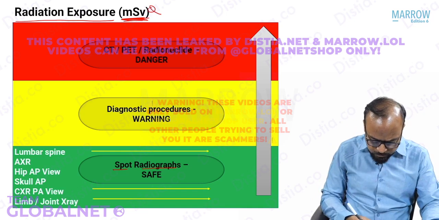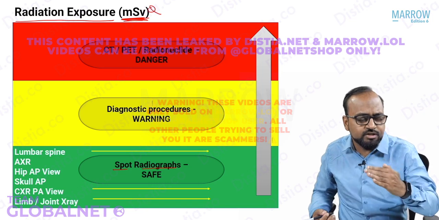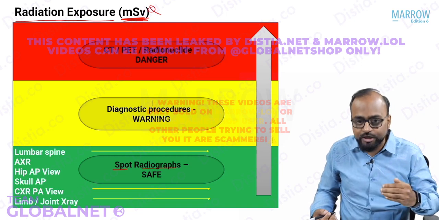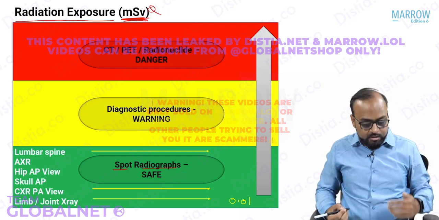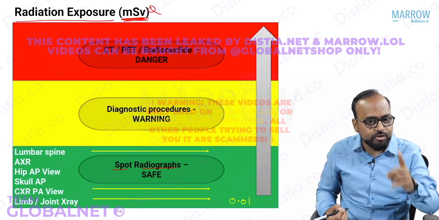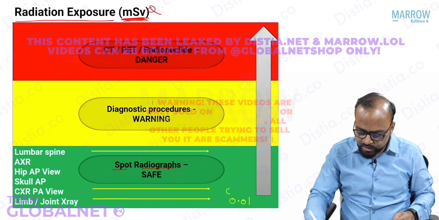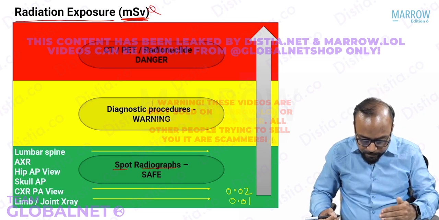Look at all these spot radiographs. What can you see? Limb X-ray, joint X-ray. What is the least exposure overall? In spot radiographs, least exposure occurs in limb X-ray or joint X-ray. It is as low as 0.01 millisieverts. Then comes just above it, chest X-ray PA view, most common radiology based investigation done. You must know its value. Chest X-ray PA view, radiation exposure is how much? It is 0.02 millisieverts.